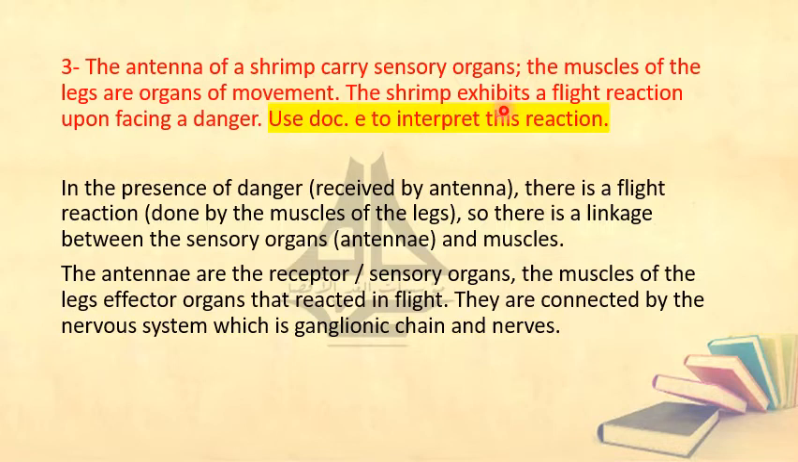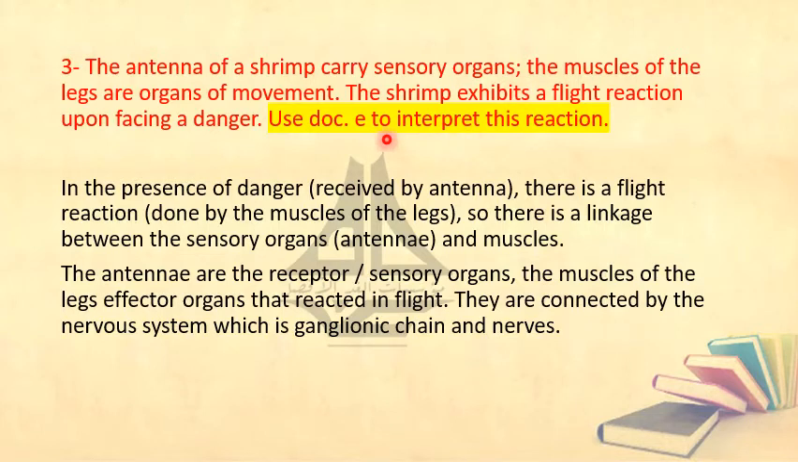The shrimp exhibits a flight reaction upon facing a danger. They are telling you that the shrimp runs away. What do you mean by flight reaction? Here, by flight reaction they mean that the shrimp moves away, it runs away. Upon facing a danger, when it feels that there is danger, it goes away. So it makes a flight reaction.